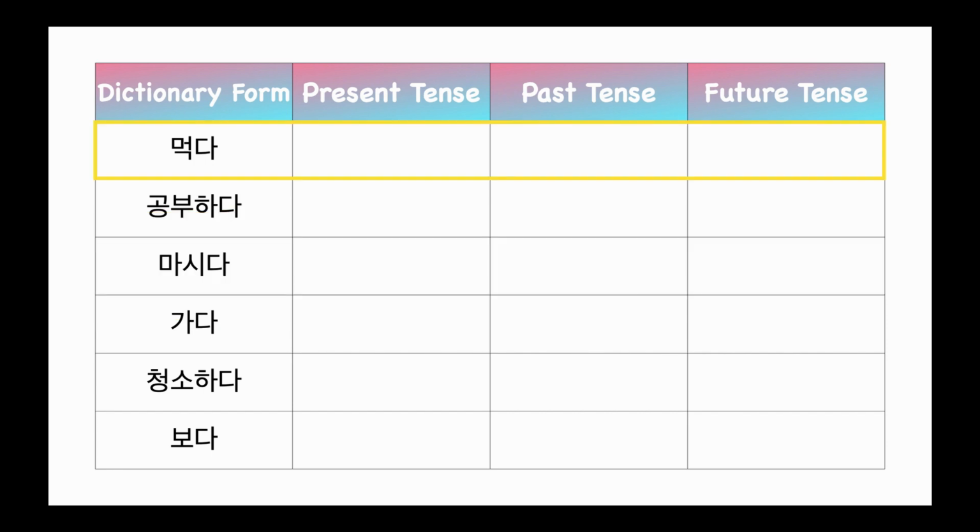We're going to use 먹다 as our tester to see what you can remember, and keep in mind that you can pause anytime. Let's just start with 먹다 in the present tense. Again, pause if you need. 먹어요. Past tense. 먹었어요. And future tense. 먹을 거예요.